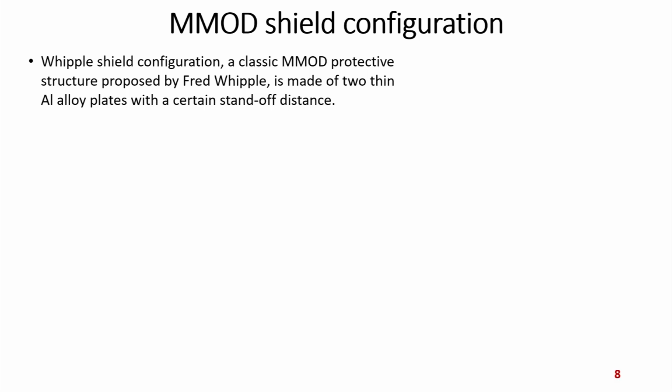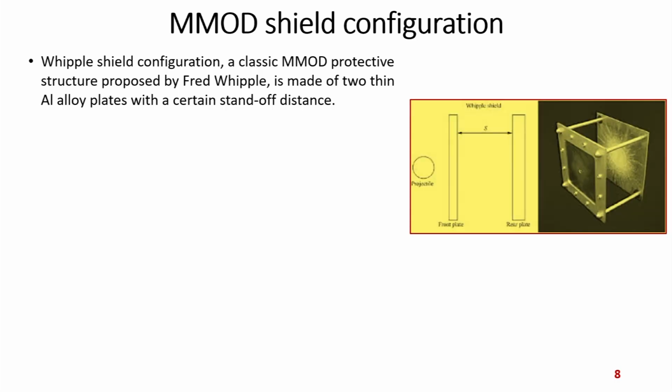There are various types of shield configurations used. It can be a single layer shield or a multi-layer shield. We will consider here one shield, called the Whipple shield configuration. This is a classic micrometeoroid protective structure proposed by Fred Whipple, and that is why it is called the Whipple shield. It is made of two thin aluminum alloy plates with a certain standoff distance. You can see it here. These are the two plates, this is the front plate and this is the rear plate, and this is the projectile, the impacting object, striking here.